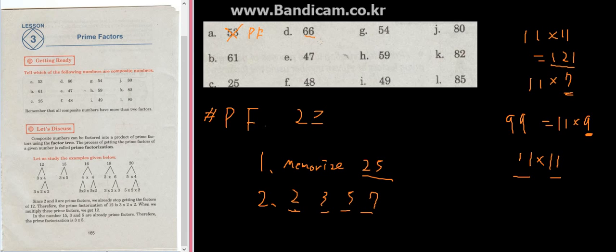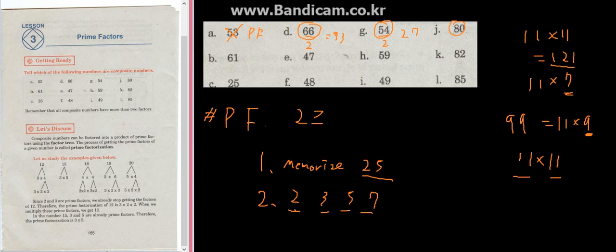How about 66? This is even. So if you divide with 2, it becomes 33. Okay, you can divide this, so this is definitely a composite number. And let's see, this is 54. 54 is even. You can divide with 2. So as you can divide with 2, this is definitely a composite number. 2, it would be 27. And you can also divide with 3, by the way.